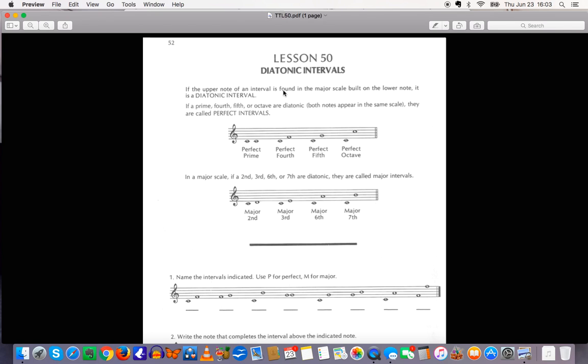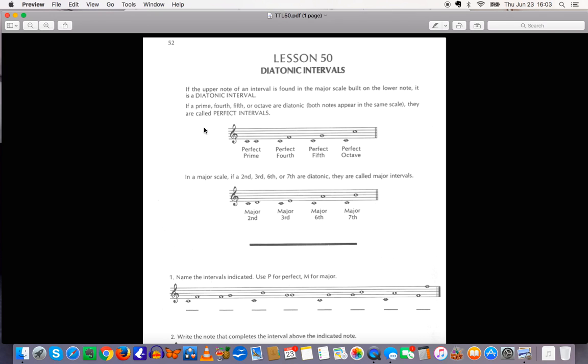We're going to talk about diatonic intervals here. If you remember from the previous lesson, an interval is just a measurement of musical space. Diatonic means it comes from the major scale. It is found naturally in the major scale.